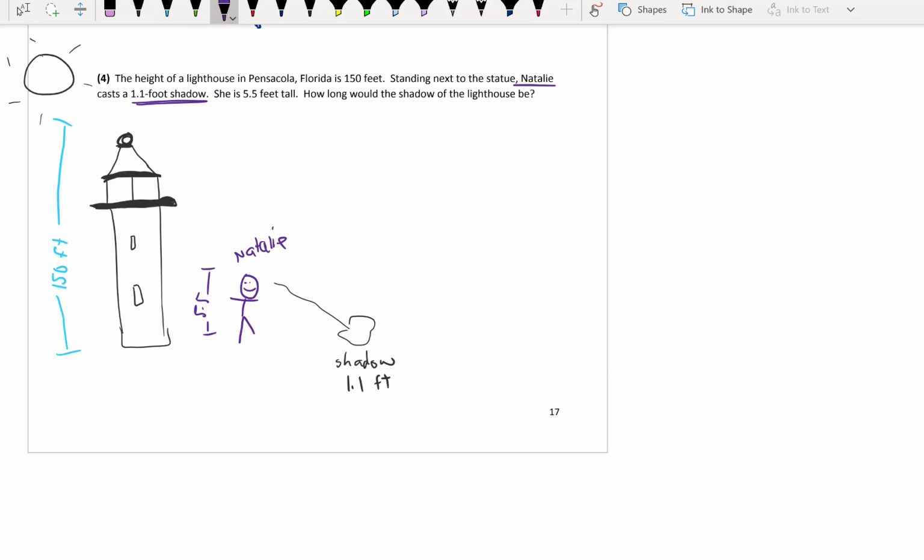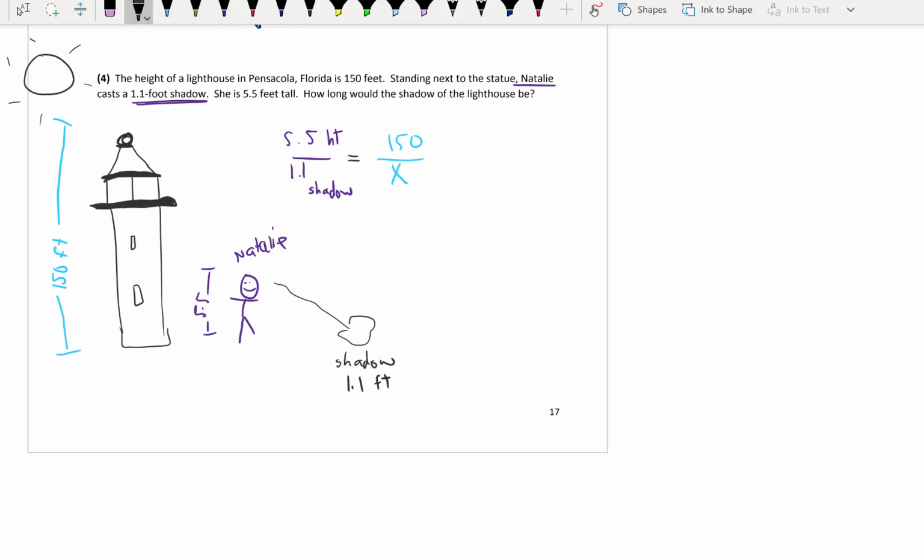So here we're going to set up our proportion. We are going to have our Natalie as a fraction, and we are going to have our lighthouse as a fraction. So Natalie, what we can say is that she is 5.5 feet tall, okay? So that's the height of Natalie. So that's our height. And then down below is going to be her shadow of 1.1. That is her shadow. So now, looking at the lighthouse, I know that height is 150, and the shadow is what we're trying to figure out, so that's going to be my x.